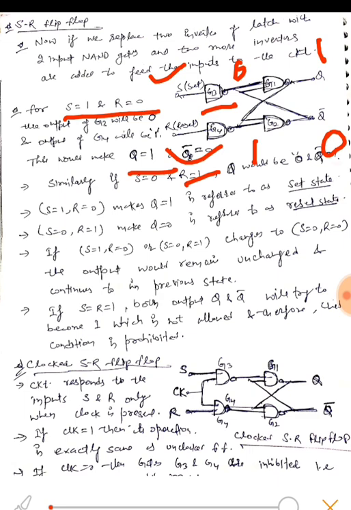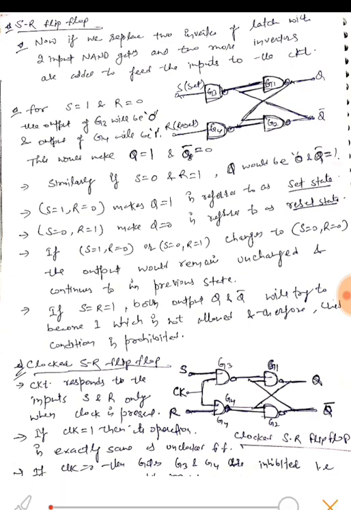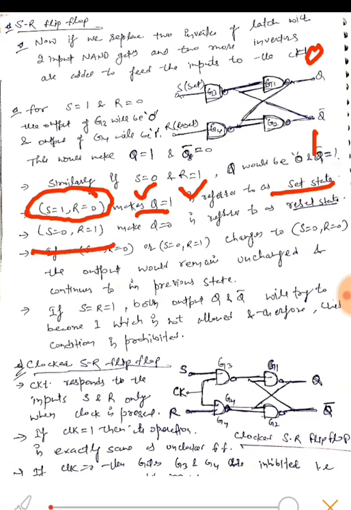Similarly, if we provide S is equal to 0 and R is equal to 1, this will make Q is equal to 0, and Q bar would be the complement of Q, that is 1. So the condition S is equal to 1 and R is equal to 0 makes Q is equal to 1, so it is referred to as set state. If S is equal to 0 and R is equal to 1, which makes Q is equal to 0, it is referred to as reset state.